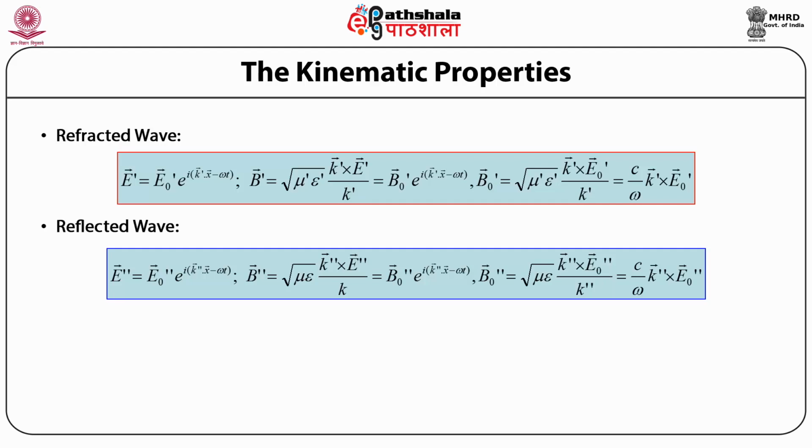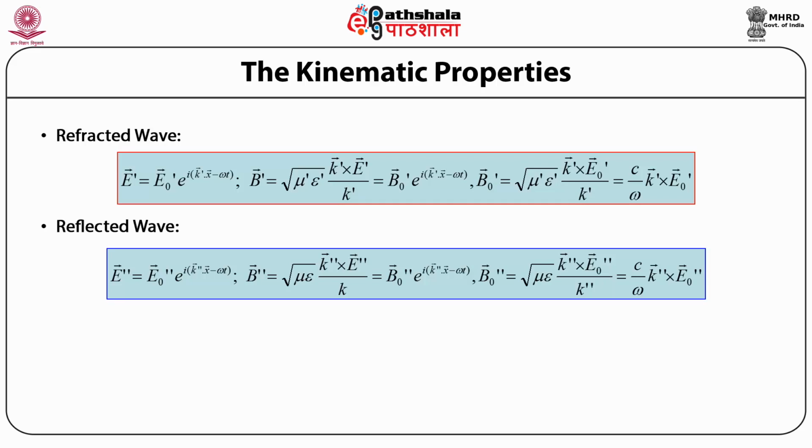The magnetic field induction vector B double prime for the reflected wave is given by root of mu times epsilon times the wave vector k double prime cross the electric field vector E double prime upon the wave number k, and this is equal to the amplitude of the magnetic field induction vector B naught double prime times exponential to the power iota times (the wave vector k double prime dot the position vector x minus the angular frequency omega times time t), where the amplitude B naught double prime is given by root of mu times epsilon times the wave vector k double prime cross the amplitude of the electric field vector E naught double prime upon the wave number k double prime.